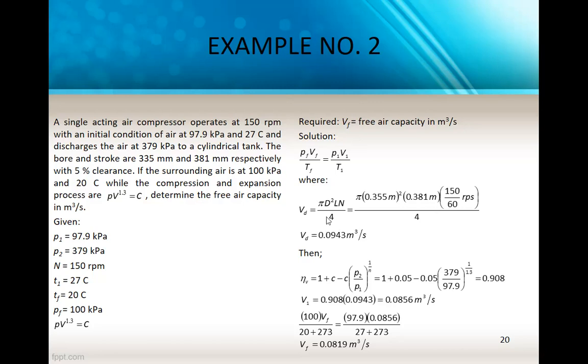Where VD is equal to pi D squared L over 4, equal to pi times 0.355 meters squared times 0.381 meter. Okay lang yung automatic yan, kasi di ka naman mali dito sa conversion. Pero pag ginawa mo itong 3.81, mali ka. So 150 over 60 revolution per second. Divided by 4. So displacement volume is 0.0943 cubic meter per second. This is the displacement. So, kailangan mo ng volumetric efficiency para makuha mo yung V1. So, i-discuss natin yung volumetric efficiency.